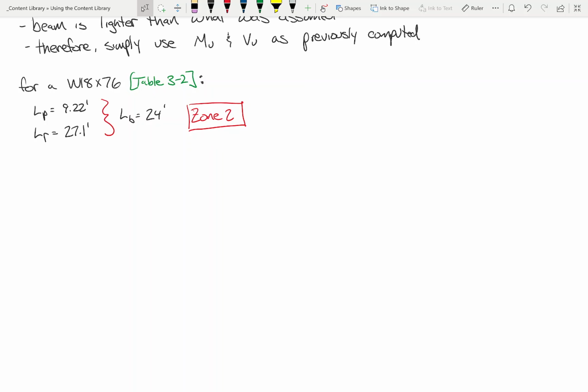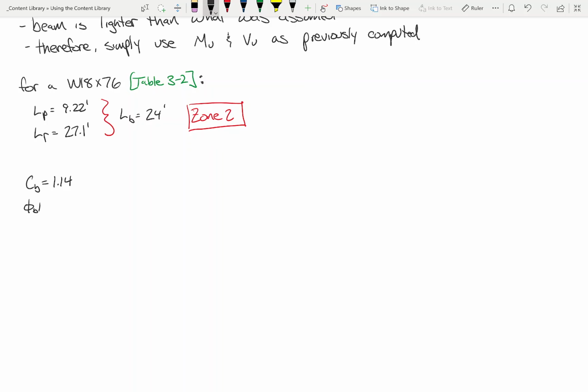Okay, so in order to do zone 2 capacity, let's literally look at the zone 2 equation. Give me some terms that I need for the zone 2 equation. Like I'll start us out. Do I need CB? Yes. Yeah, I need CB. Okay, what is CB? 1.14. Okay, what's another term that I need in the zone 2 expression? phi b Mp. I need the plastic moment capacity.